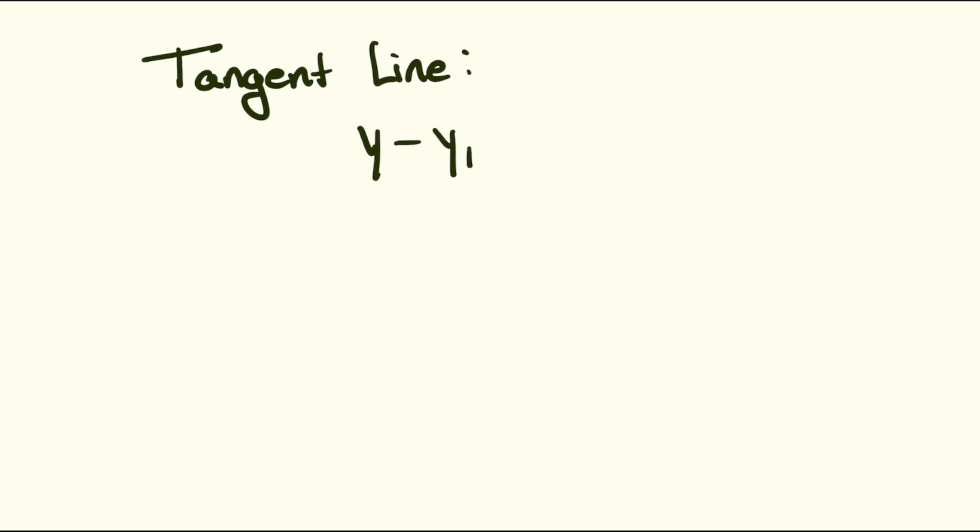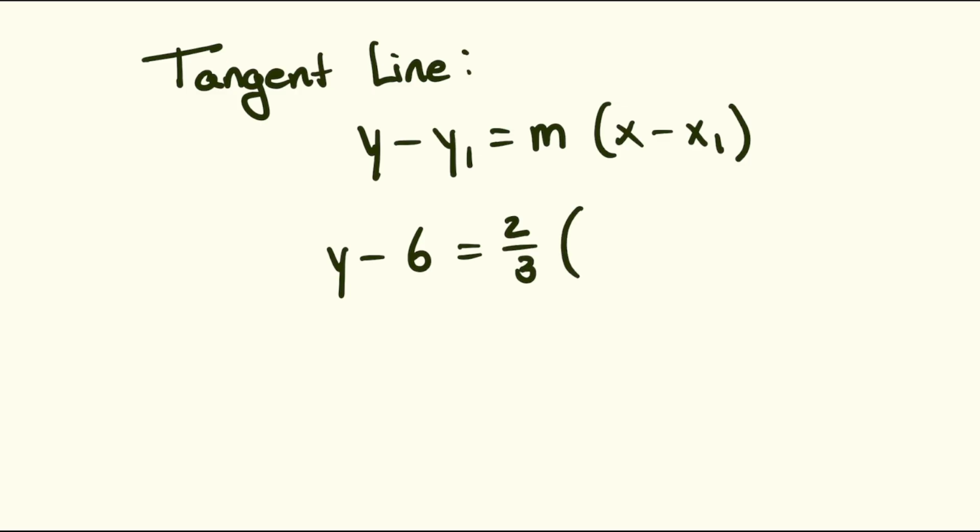Our line is going to use a simple formula. And the one that I like to use is y minus y1 is equal to m times x minus x1. We are going to go, our y1 is 6. Our m, our slope, is 2/3. And our x1 is 19.